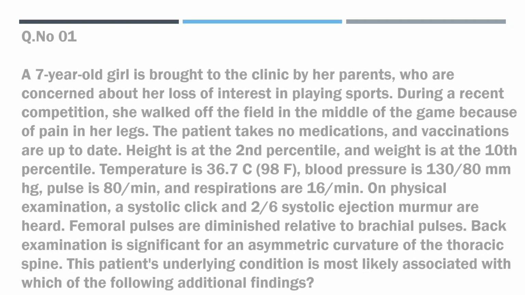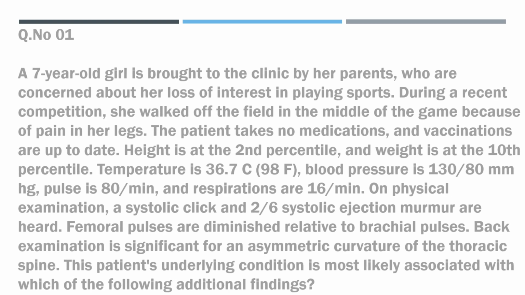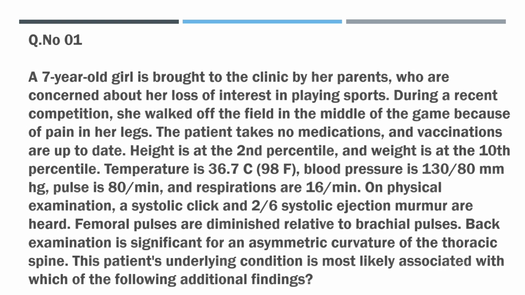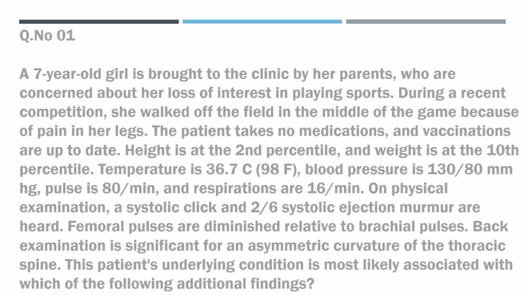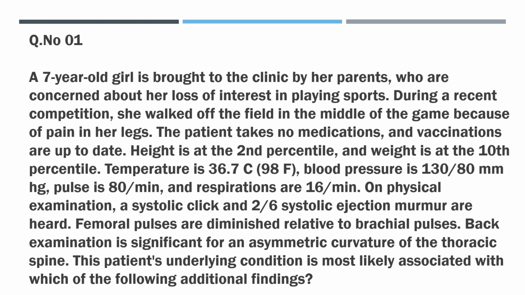A 7-year-old girl is brought to a clinic because her parents are concerned she is no longer interested in playing sports. Recently, she even walked off the field mid-game due to leg pain. She is not on any medications, her vaccinations are up to date, and her vitals show 36.7 degrees Celsius, 130 by 80 mmHg, which is high for a child. Pulse is about 80 and respiratory rate is about 60.